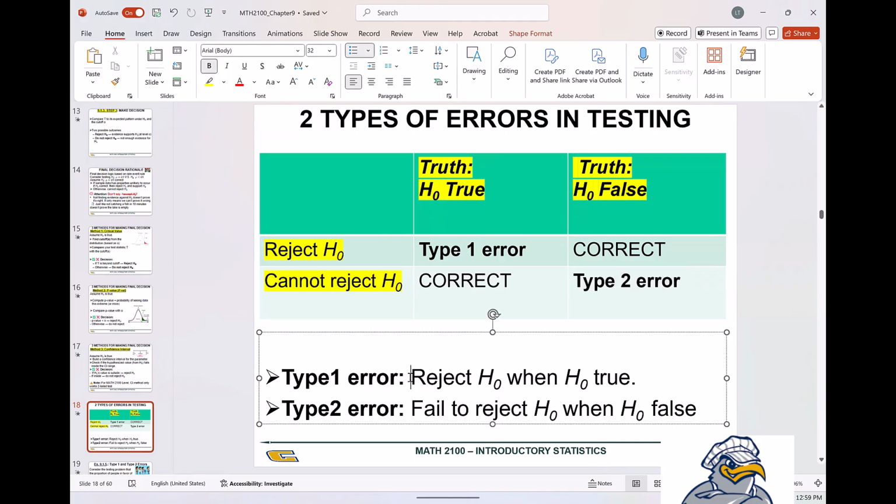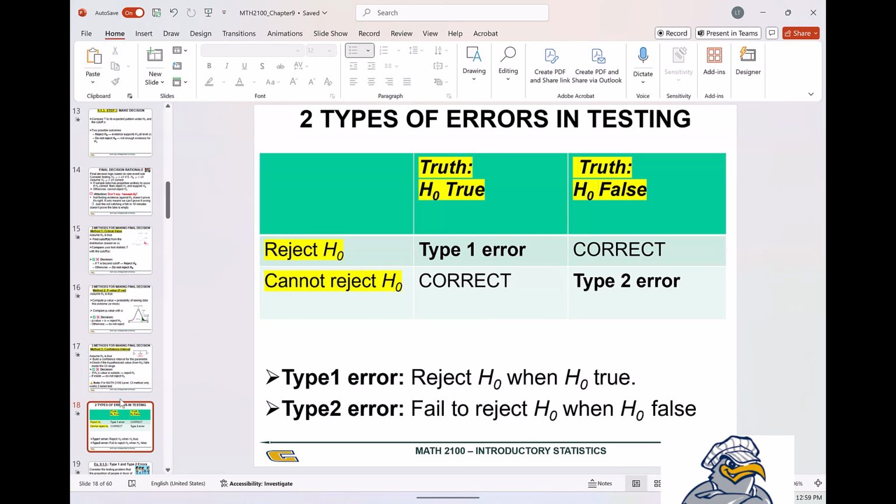So this is how people define type 1 error, which is reject H naught when H naught is true. And type 2 error is fail to reject H naught when H naught is false. So this is something important you have to be aware of when you do a testing.